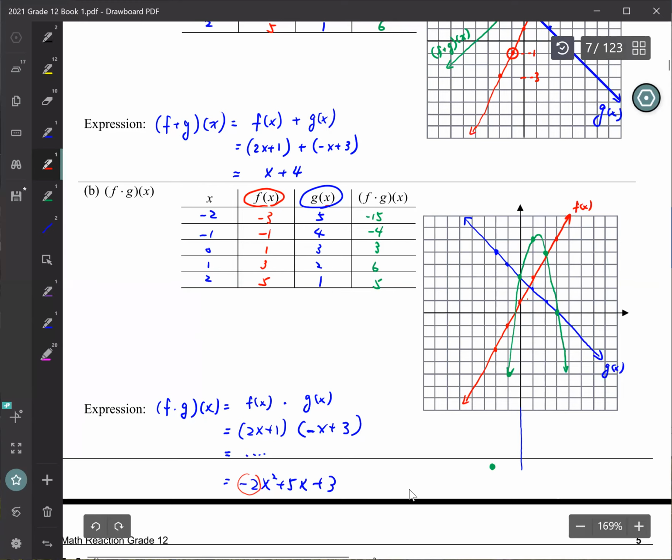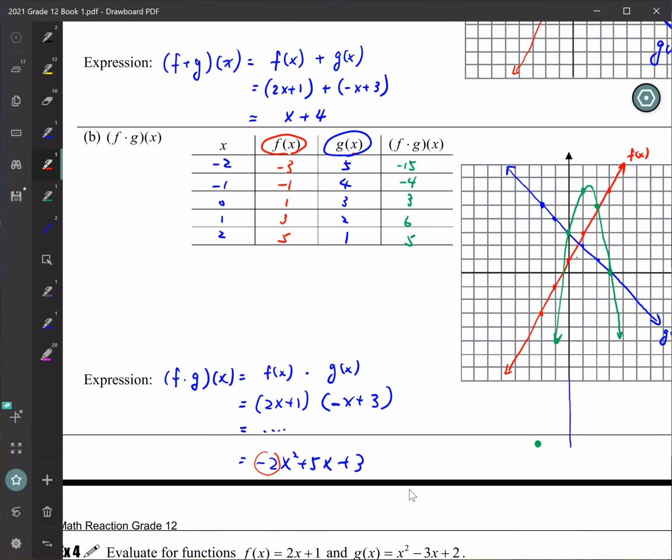So in your homework, don't just stop at two brackets. You need to continue, simplify your expression, expand everything to get full marks. Does anyone have questions before we move on to the next one? Please raise your hand if you finished the last part.